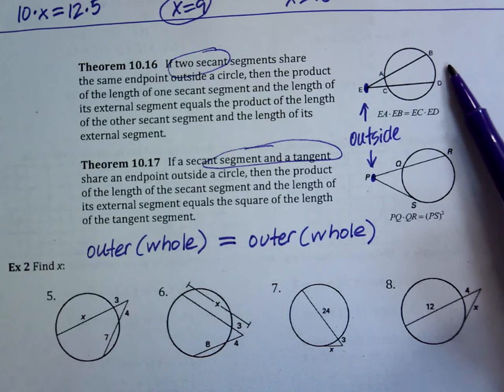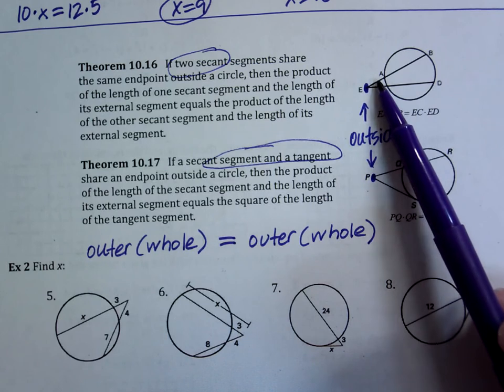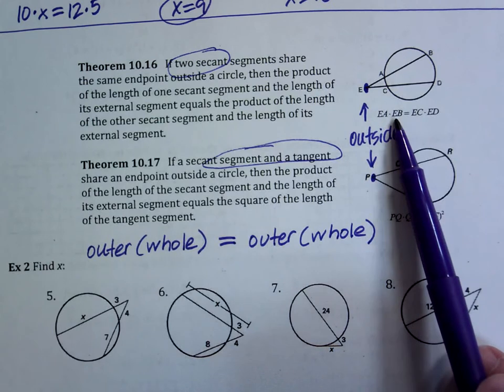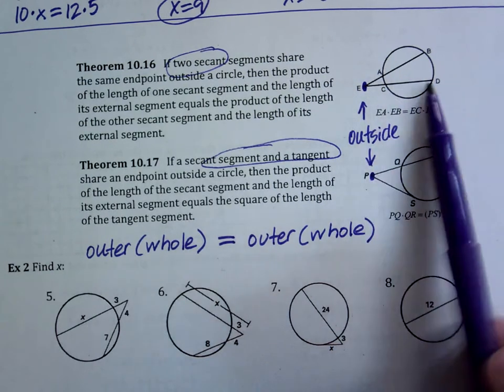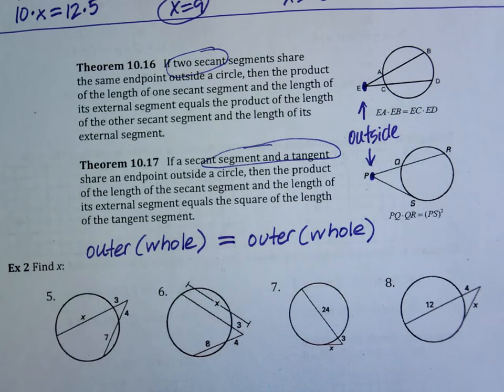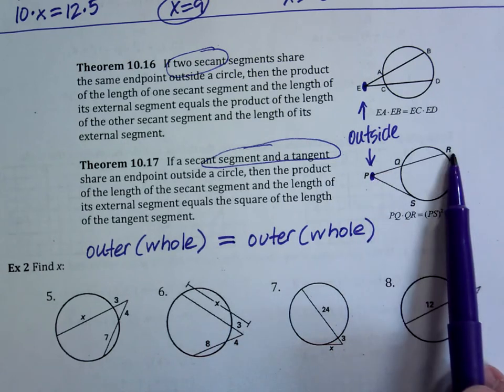So on this top, the outer part means EB is the whole thing. So the outer part of EB is just EA. So EA times EB. See that? EA times EB. And then the other segment that comes from E, the outer part is EC, and the whole thing is ED. Notice that the whole thing includes the outer part. So it's outer part plus inner part. Sometimes that will come up because you'll have to add with variables. On this example here, outer part for PR is just PQ. Whole thing is PR. So that's here.